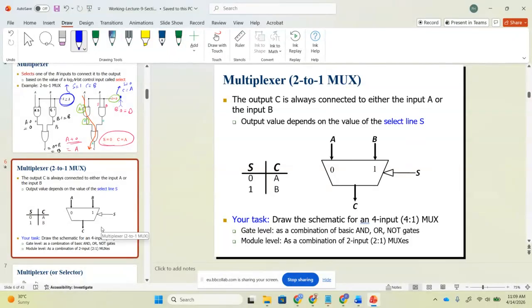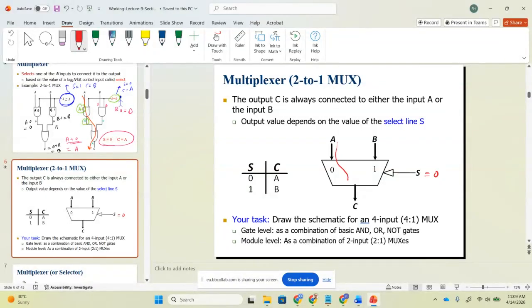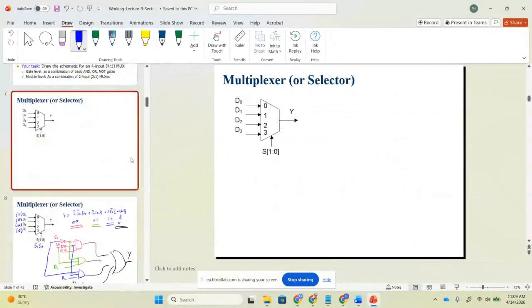Good. So can you see here, when S is equal to 0, A will come. And when S is equal to 1, B will come. This is how it works. This is the reduced table. Got it or not got it? This is now the selector. And now please look at here.